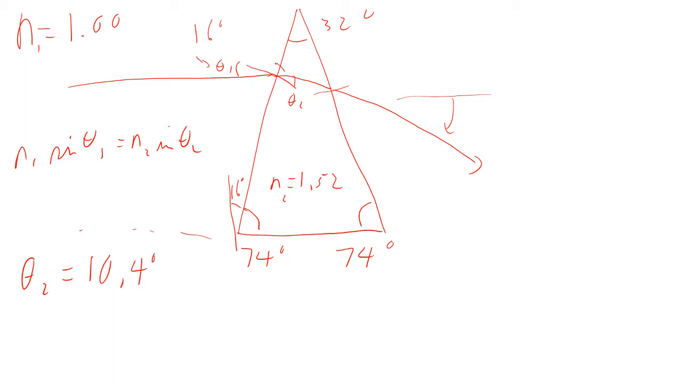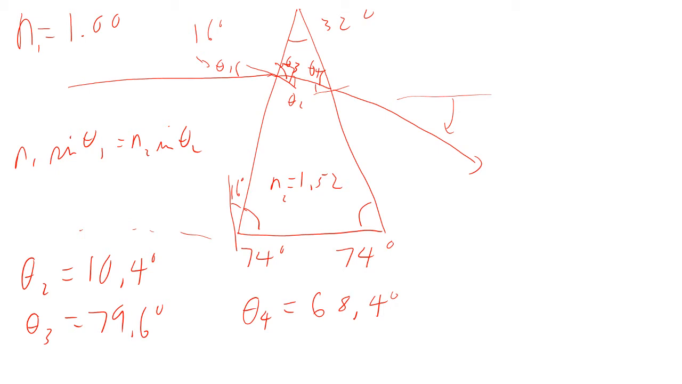Okay, so now we need theta 3. Well, theta 3 is going to be equal to 90 degrees minus theta 2, because this is a perpendicular right there. So theta 3 turns out to be equal to 79.6 degrees. That allows us to find theta 4. Theta 4 is going to be 180 degrees minus theta 3 minus 32 degrees. So that's going to equal 68.4 degrees.